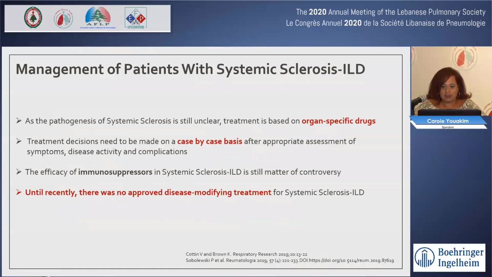Treatment of systemic sclerosis is based on organ-specific drugs and should be made on a case-by-case basis. The efficacy of immunosuppressors in systemic sclerosis, ILD, is still a matter of controversy, and until recently, there was no approved disease-modifying treatment for systemic sclerosis, ILD, and I will come back to this later also.